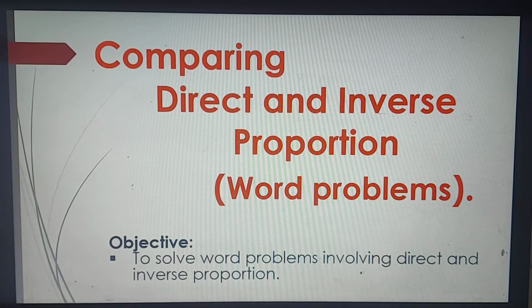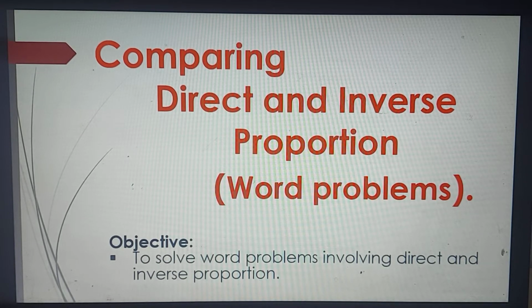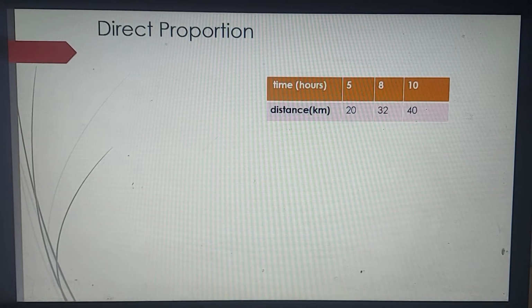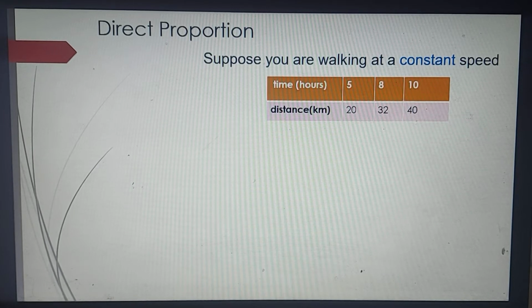So today our objective is to solve word problems involving direct and inverse proportion. Here's a table showing the time taken to cover a certain distance. Suppose you're walking at a constant speed for each of the distance covered.